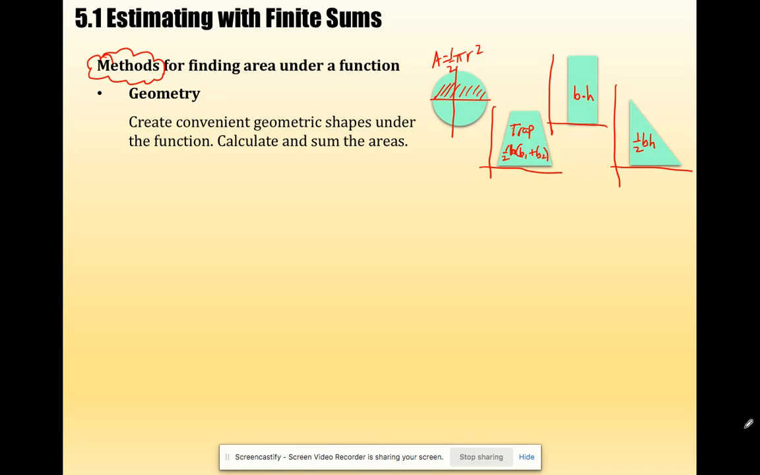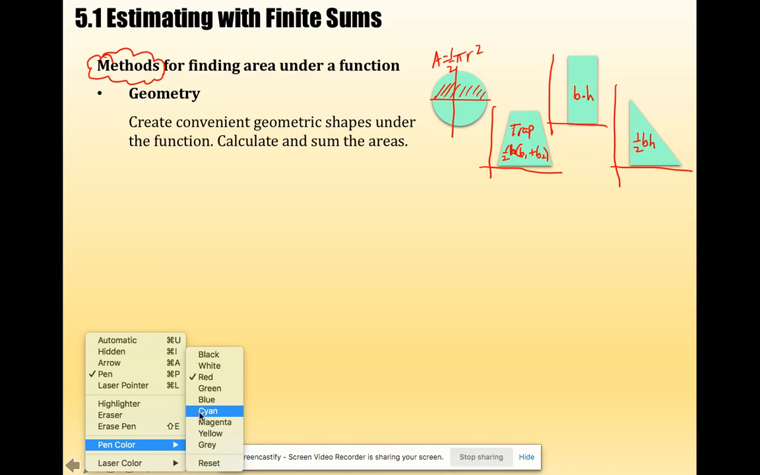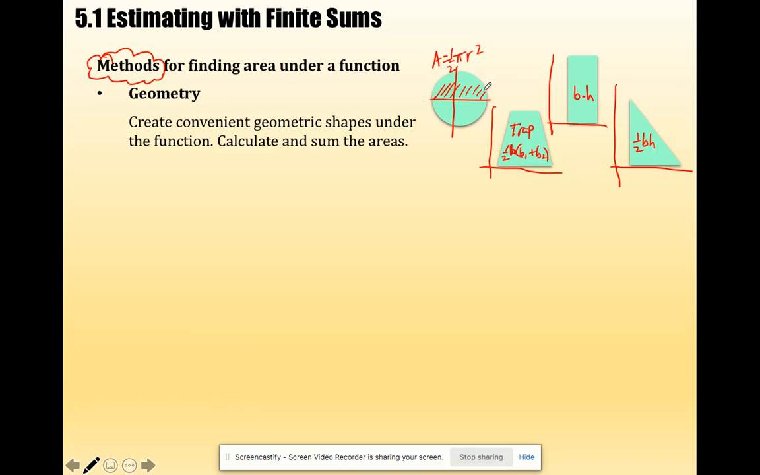Look for functions that actually create trapezoids or circles or rectangles. Or what about some combo? What if you have some shape on a coordinate system that is a rectangle with some kind of semicircle on top, or a trapezoid and a rectangle on top, or square on top even? So just look for shapes or combos of shapes.